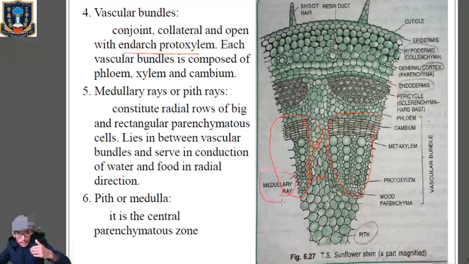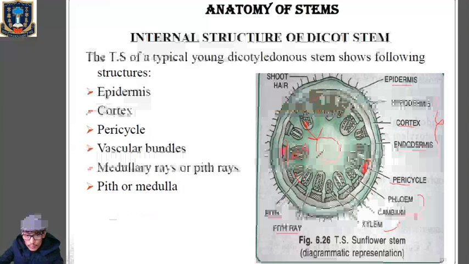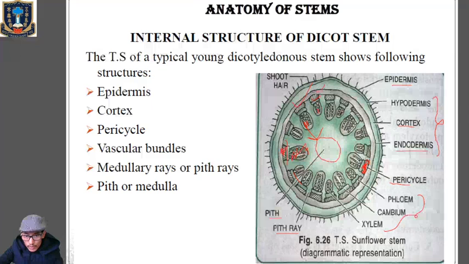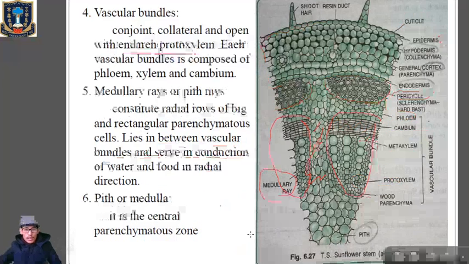Okay, so it lies in between the vascular bundles, and they serve in the conduction of water and food in the radial direction. So when we do the structure, suppose this is the first vascular bundle, this is the second vascular bundle. In between these two vascular bundles, we will see the presence of medullary ray or the pith ray. Here also, in between the two vascular bundles, we will see the presence of medullary ray or the pith ray. Clear?